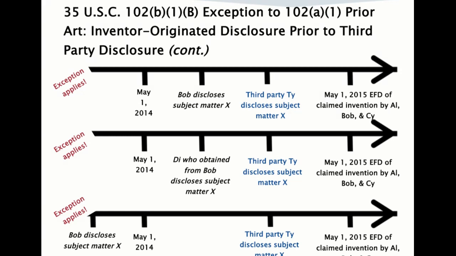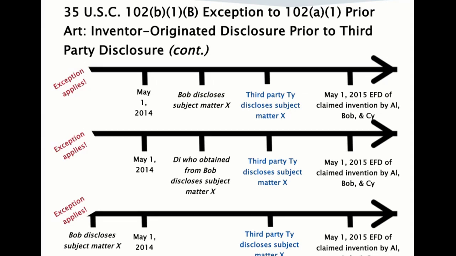Next, we turn to exception 102(b)(1)(B). As noted previously, this exception requires that there exist an inventor-originated disclosure that was made prior to the third party's disclosure, wherein both disclose the subject matter X. In the first timeline, Bob's disclosure of subject matter X prior to Ty's disclosure causes the 102(b)(1)(B) exception to apply, so that Ty's disclosure cannot be used as prior art. In the second timeline, Dee's disclosure, since she obtained subject matter X from Bob, causes the 102(b)(1)(B) exception to apply, so that Ty's disclosure cannot be used as prior art.